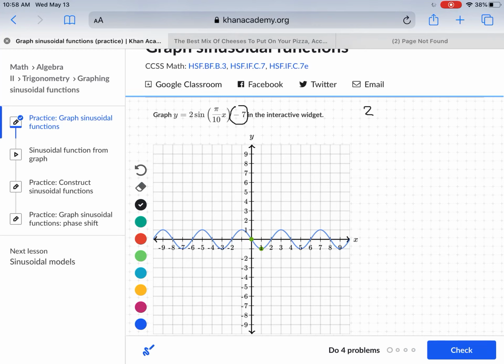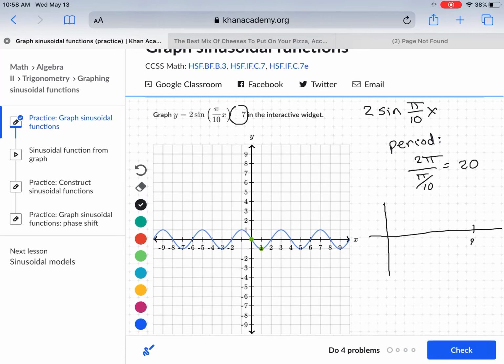So we're going to just graph 2 sine of pi tenths x. So the period here, 2 pi over pi tenths, is going to be the same as 20. That's crazy. 20 is not even on this graph. So what I'm going to have to imagine is that 20 was on my graph, and that I have 10 here, and 15 here and 5 here.